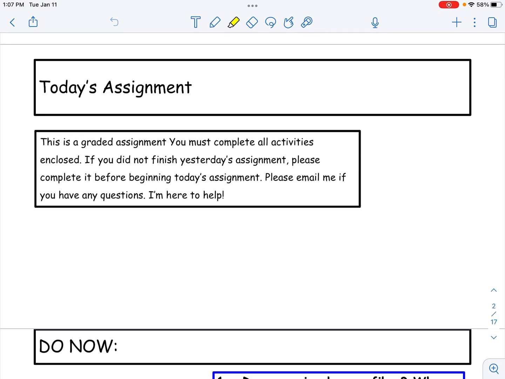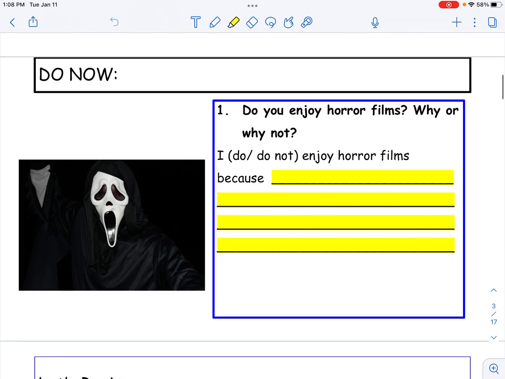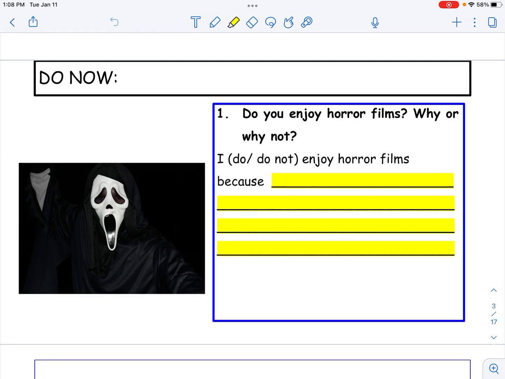Just a reminder, today's assignment is graded. Anything you don't complete, please complete it for homework. Each day, your assignment's worth 10 points, and on Thursday, it will become a total score of 40 points. First thing I would like you to do is the do now. It says, do you enjoy horror movies? Why or why not? Please write in complete sentences.